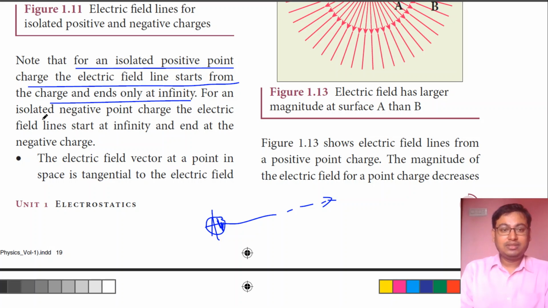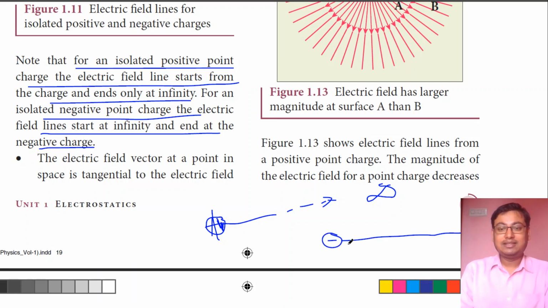For an isolated negative point charge, the electric field lines start at infinity and end at the negative charge. Means if we have a negative charge, in that situation electric field lines start coming from infinity towards the charge. We don't know from where it starts. It is always infinity, and infinity means the things which are beyond our thinking.